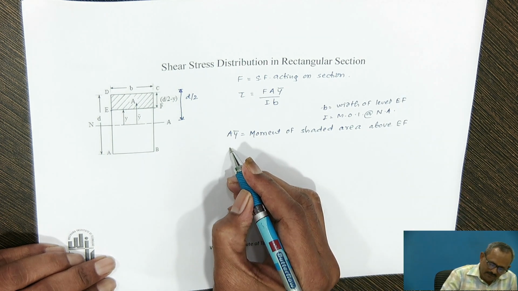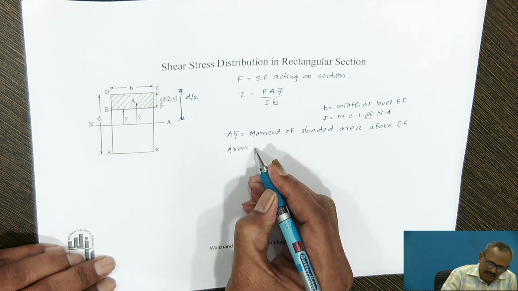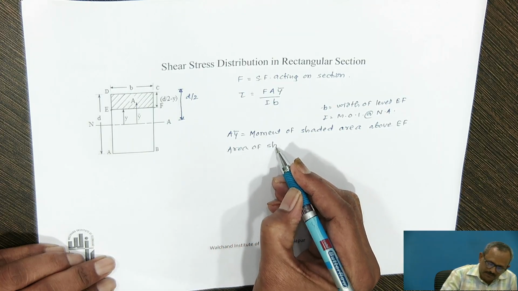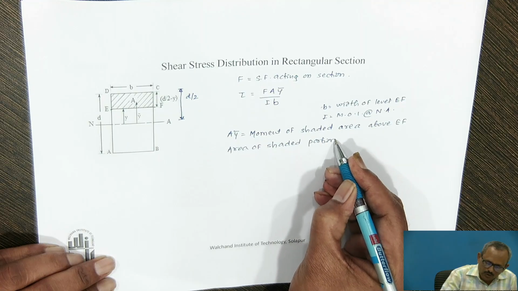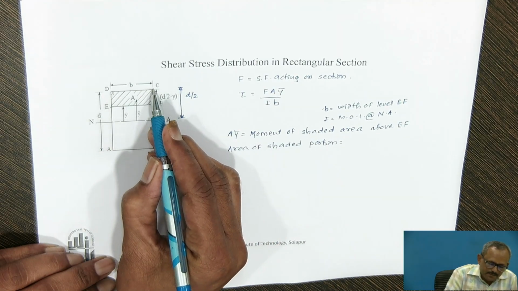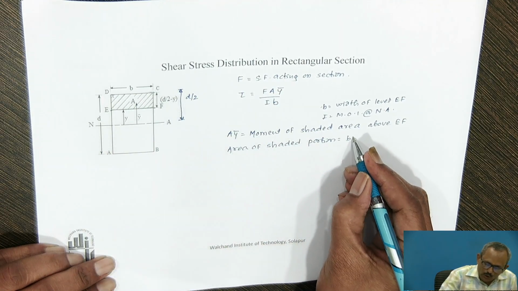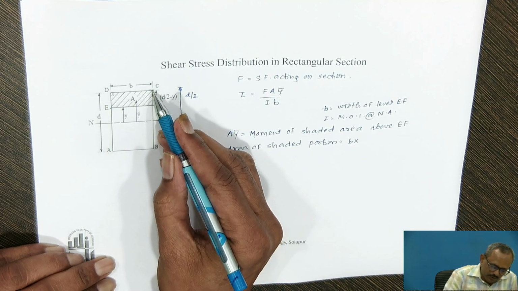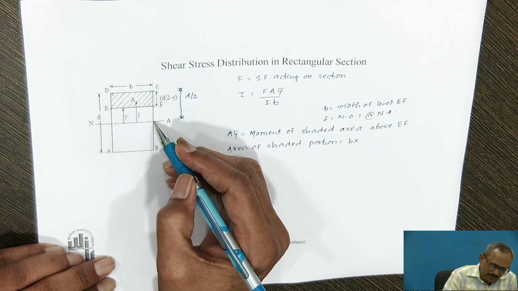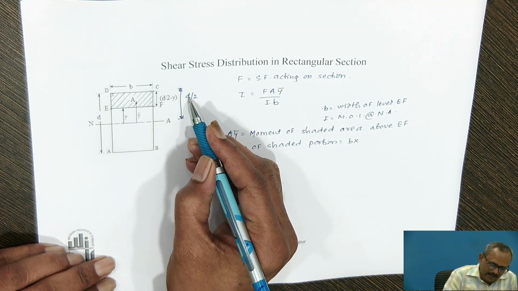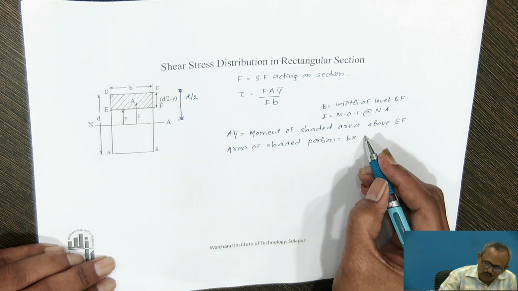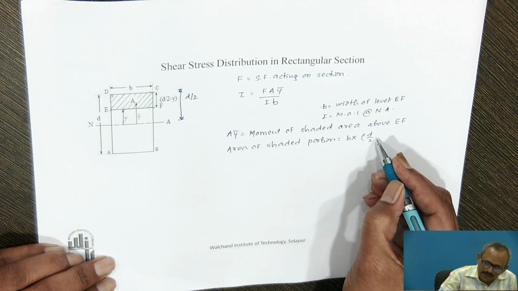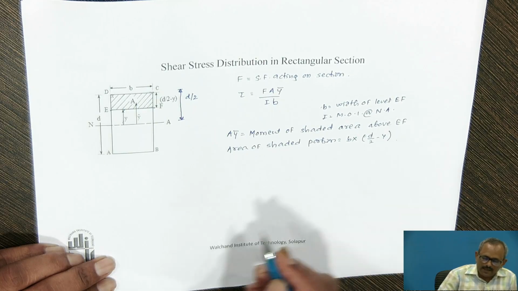So, first of all, we will calculate the area of the shaded portion. The width of the shaded portion is B, into the depth of the shaded portion. The depth of the shaded portion can be obtained by d by 2 minus y. So, depth will be d by 2 minus y.